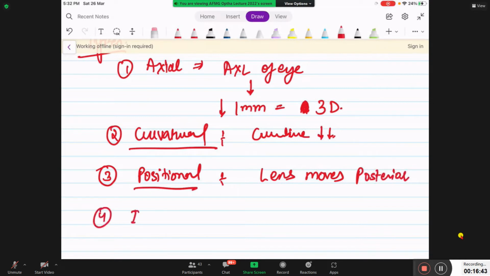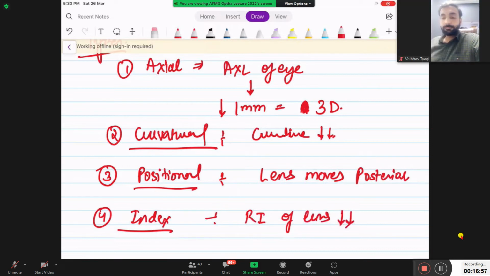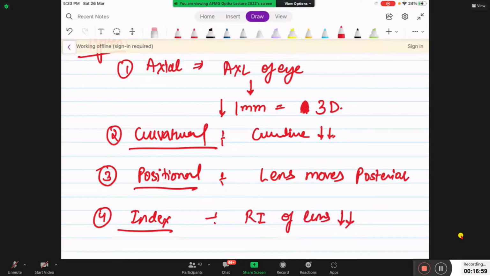And the fourth type is index hypermetropia. It occurs when the refractive index of the lens decreases. When the refractive index of the lens decreases, it induces hypermetropia.